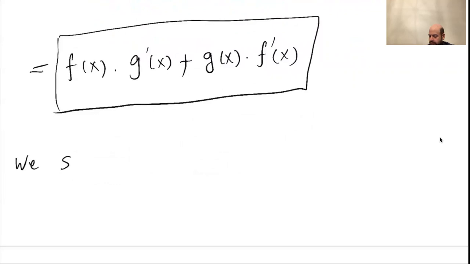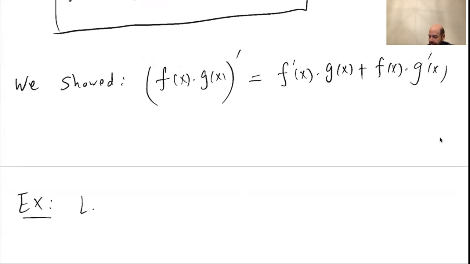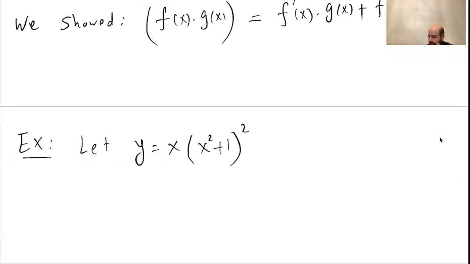So we showed that the derivative of f of x times g of x is equal to f prime of x times g of x plus f of x times g prime of x. So let's look at an example now. Let y equal x times (x squared plus 1), let's say just x times x squared plus 1. Find dy/dx.